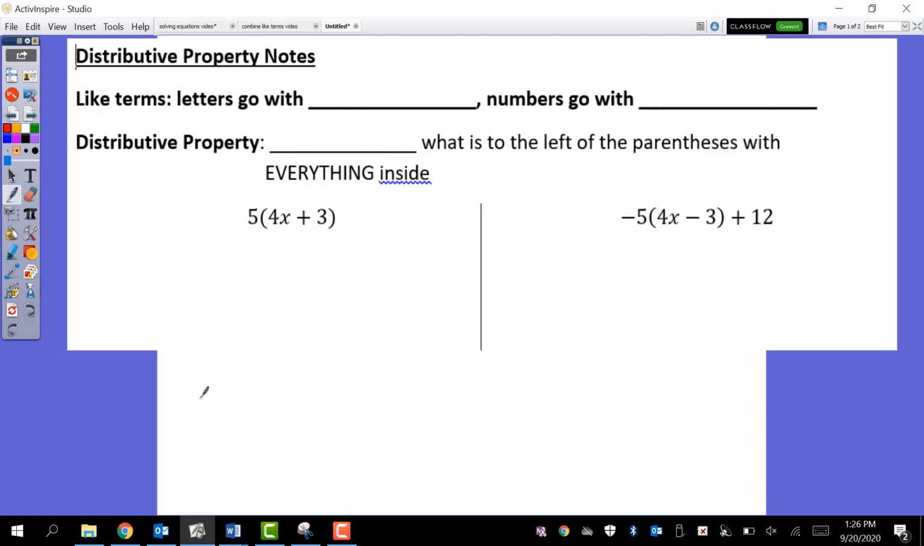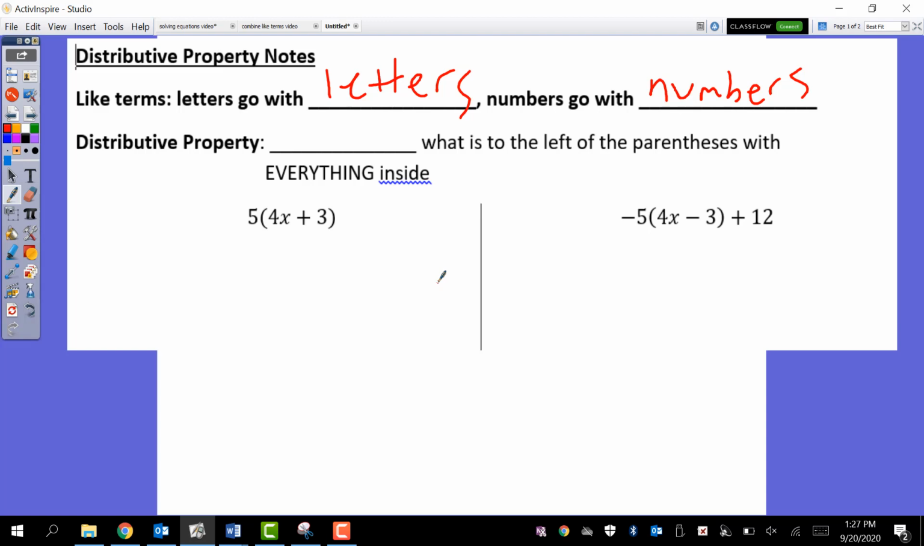All right, so last time we talked and learned about how to add numbers together, combine like terms. And the rule for that was that letters go with letters and numbers go with numbers, okay? So today we're going to introduce this thing called the distributive property.